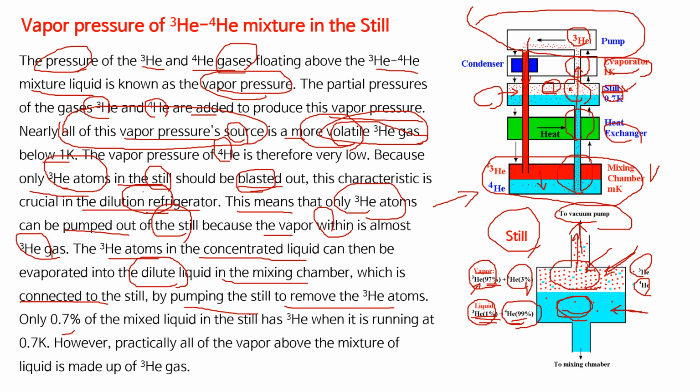Only 0.7% of the mixed liquid in the still has helium-3 when it is running at 0.7 Kelvin, so about 1% here. However, practically all of the vapor above the mixture of this liquid is made up of helium-3 gas. So in the gas, most of them are helium-3 atoms.